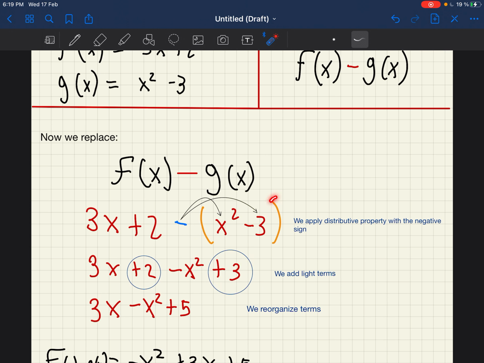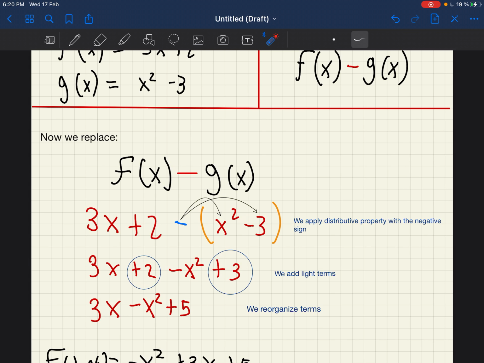And now you may be wondering, why are there parentheses in here? This is because we have to do the distributive property in order to subtract the whole function. So we will apply the distributive property with the negative sign, and then we will have this 3x plus 2 minus x squared plus 3.